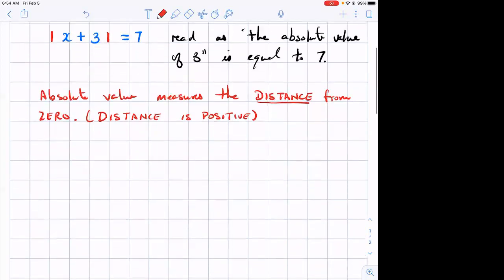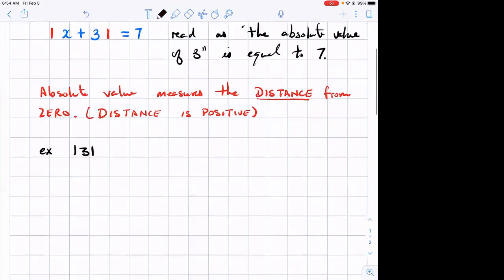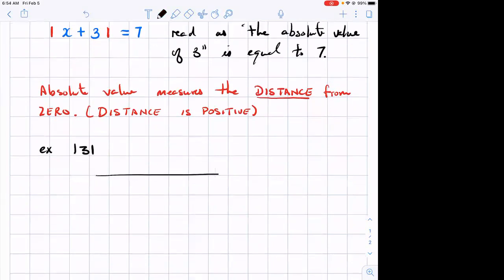So, for example, if I have the absolute value of 3, realistically what that is asking is, what is the distance on the number line from 0 to 3? So what is this distance here? If you look at that, that is 3 units. This distance here is 3. So the absolute value of 3 is 3.